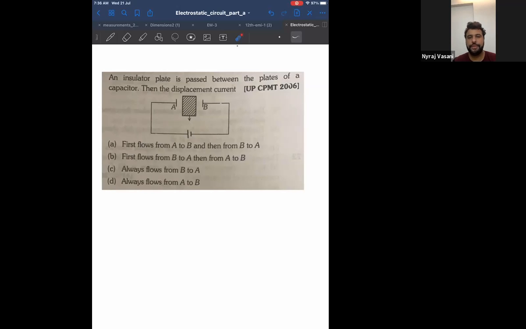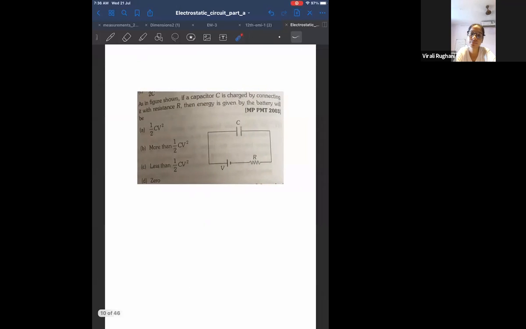You understand the logic? See the flow of current and then you see the flow of displacement. Therefore, answer will be D. All of you getting it? Yes, sir. Next question. Start.